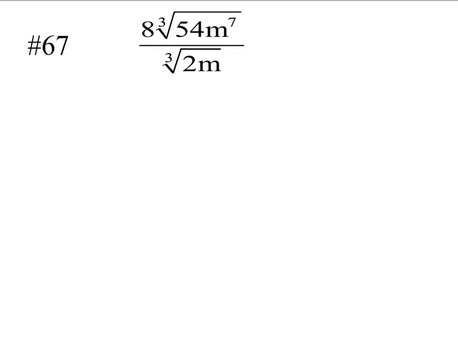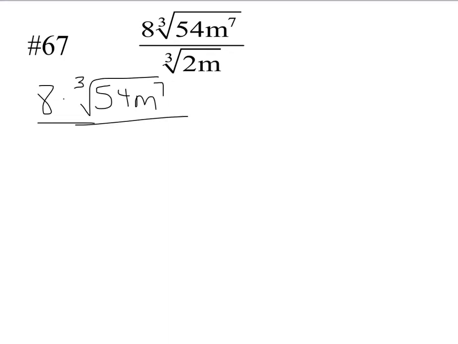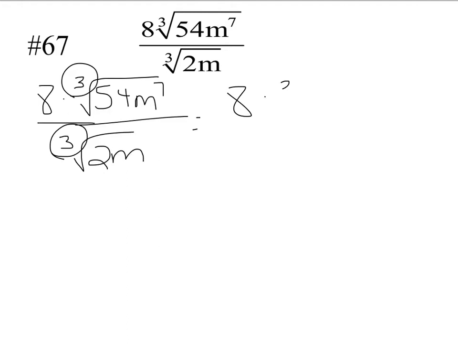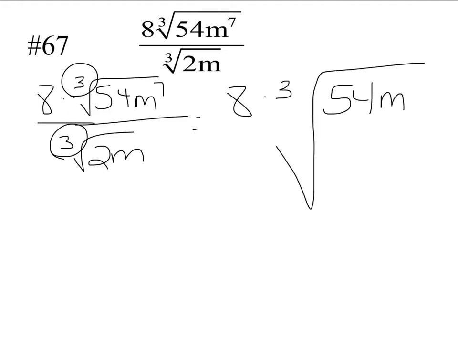Okay, so this one is very similar to the one we just did. The only difference is now we've got some variables underneath the cube roots. So this is technically 8 times the cube root of 54m to the 7th over the cube root of 2m. So what we can do is we can take 8 times, since both of our indexes are 3, the cube root and do one big cube root, 54m to the 7th over 2m.